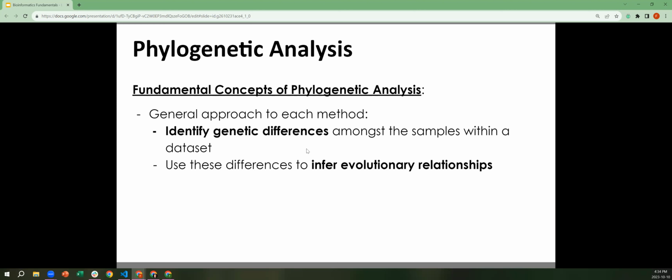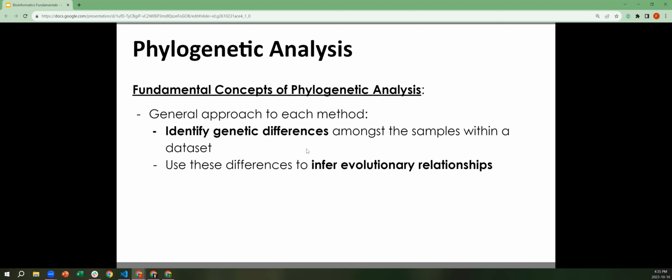So in general, the process is the same, but the algorithms underlying these processes tend to be slightly different. So the math will be different, but in general, the first step for phylogenetic analysis is to identify the number of genetic differences amongst a set of samples. Now, when I say this, there are many different ways to identify genetic differences.